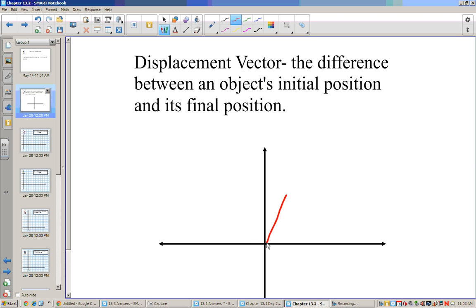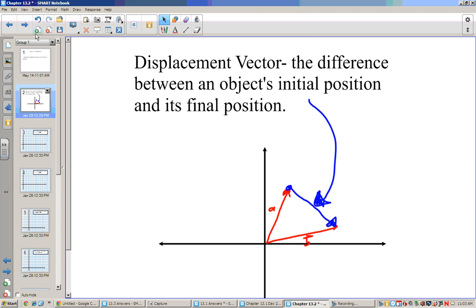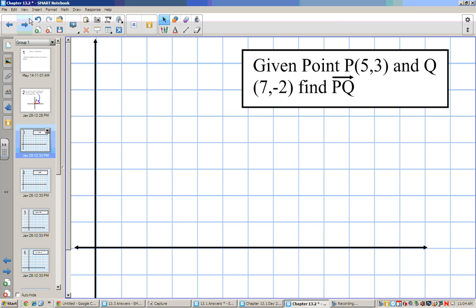So say we have a vector A that ends here and a vector B over here. If it starts here and ends here, this right here would be our displacement vector. Now we're going to go through a few problems figuring out our displacement vector.